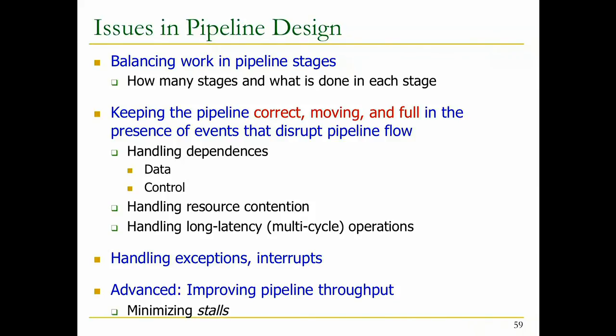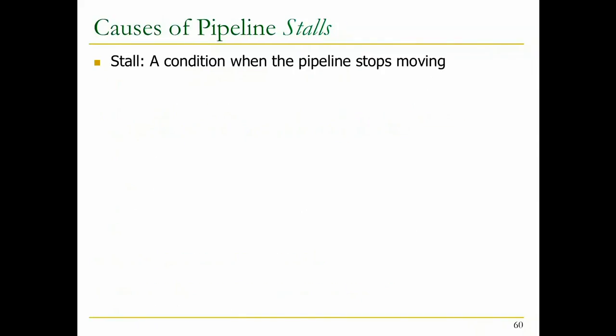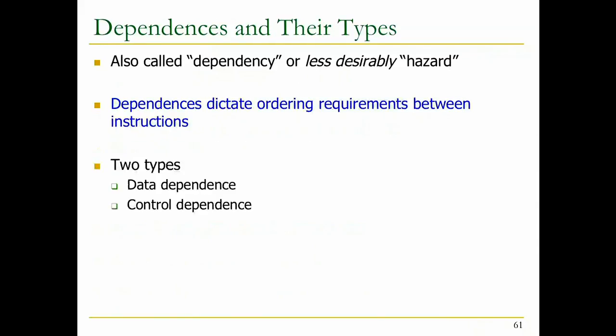That's related to this. So what are the causes of pipeline stalls in the last few minutes? A stall is a condition when the pipeline stops moving. And it could happen for many reasons. It could happen because of resource contention, because a resource is needed by two different stages. It could happen because of dependencies or long latency operations. Let's look at dependencies and their types. This is also called dependency, or sometimes it's called a hazard. I really don't like the term hazard because it sounds very dangerous, right? But this is very natural, right?